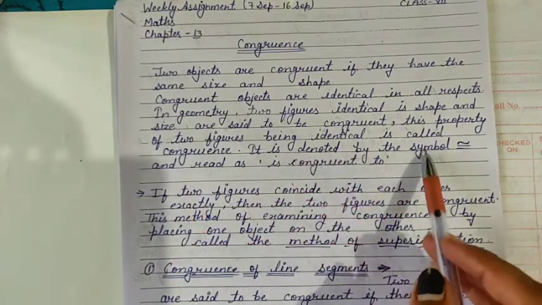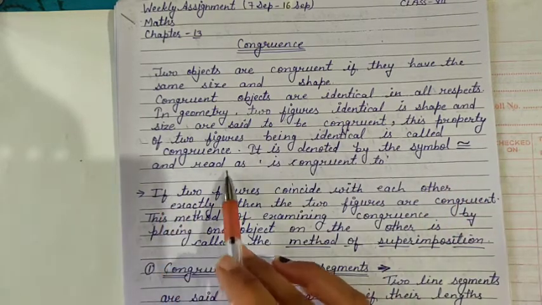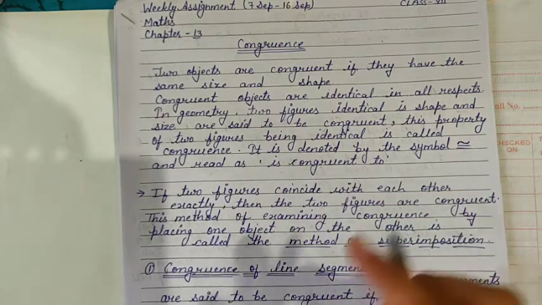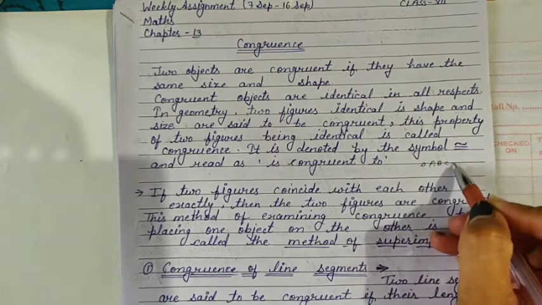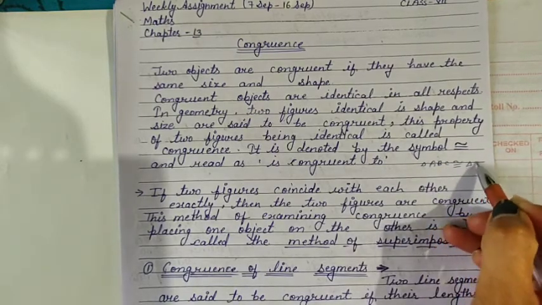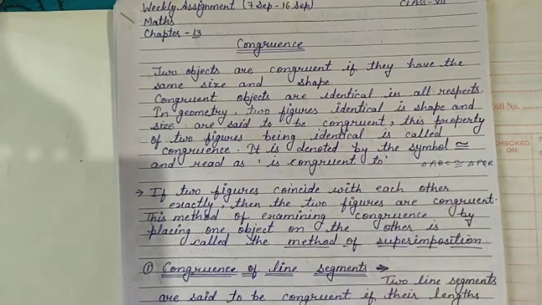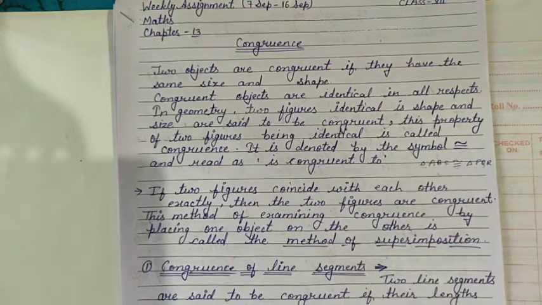It is denoted by this symbol. This is the symbol of congruence, and it is read as "is congruent to". For example, this is triangle ABC. If triangle ABC is congruent to triangle PQR, then this is the way to write it: triangle ABC is congruent to triangle PQR. So this is the symbol of congruence.